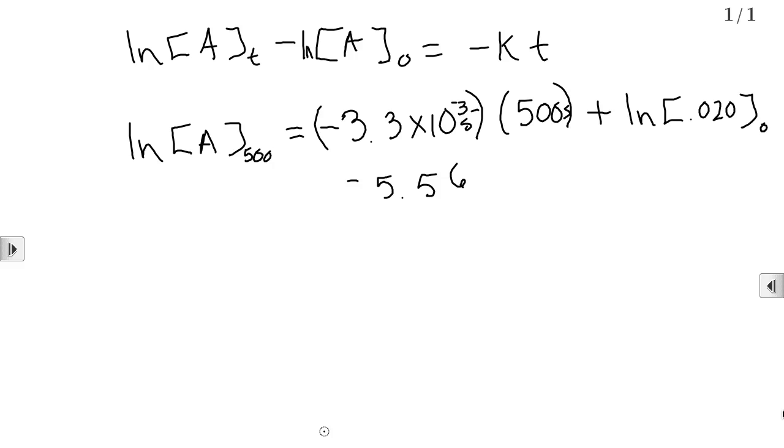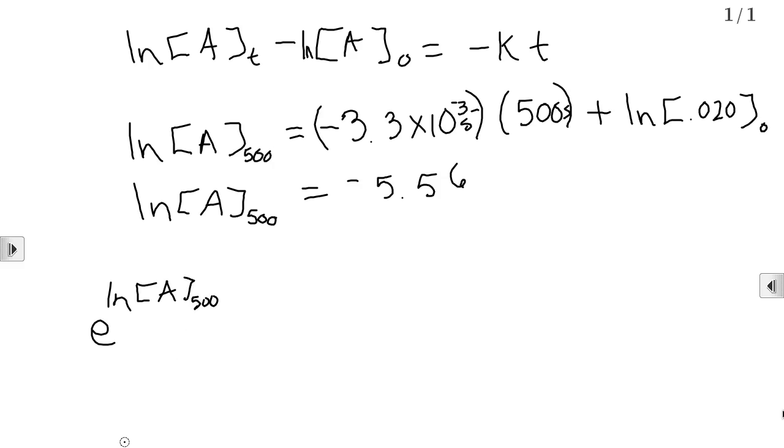Okay? So I have this number is equal to the natural log of A at 500 seconds. Now, I can't take the natural log of a number that I don't know. So when you have to get the natural log to go away, what you end up doing is you have to raise e to the natural log of the constant. This is good, solid algebra. And then I have e to the negative 5.56.